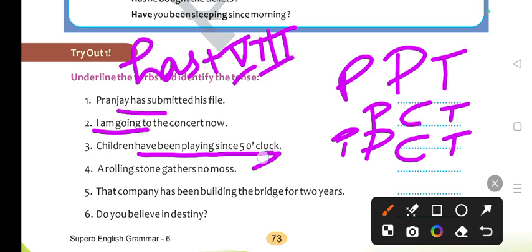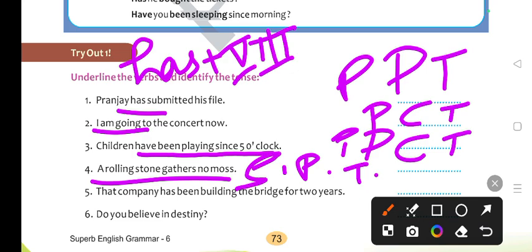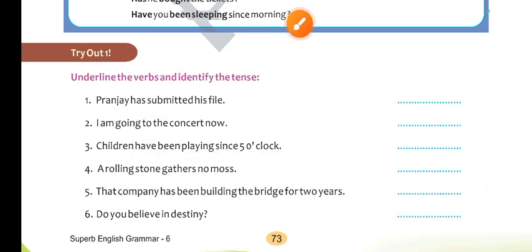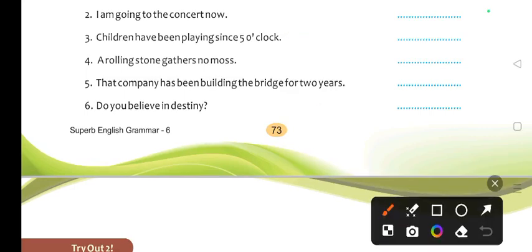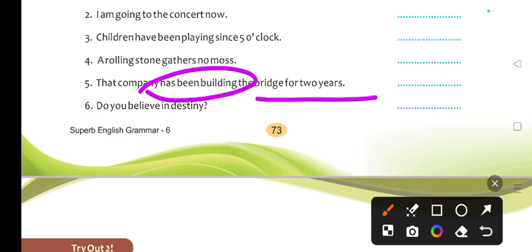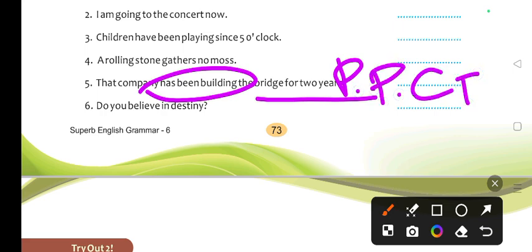Okay, a rolling stone gathers no moss. This is simple present tense. This is SPT, simple present tense. Why? Because this is a proverb. A rolling stone gathers no moss. Next, that company has been building the bridge for 2 years. Again, its time is given and has been plus ing form. This is an example of present perfect continuous tense. All right, do you believe in destiny? This is simple present tense.